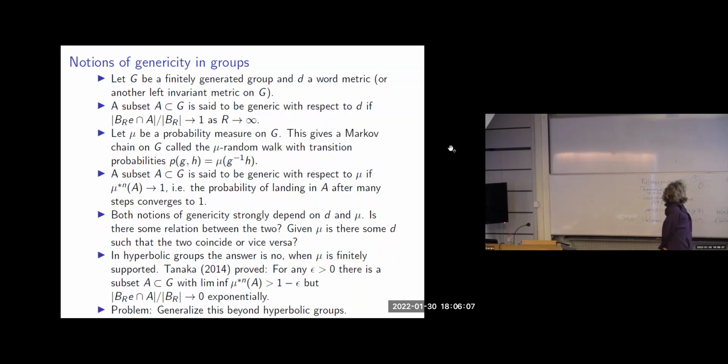So one question that I have wondered a lot is: is there some relation between the two? Or can you say there is no relation between the two? In hyperbolic groups, Tanaka answered this question negatively when the metric is a word metric. He shows that for any epsilon, there's a subset which you will land in with high probability, but which contains an exponentially small proportion of the ball. So I think the time is right to generalize it to a bunch more groups.